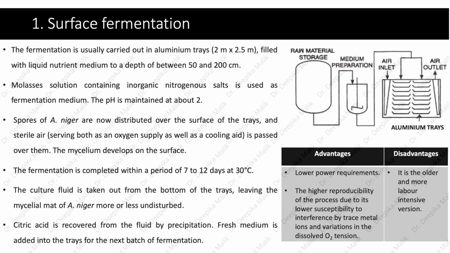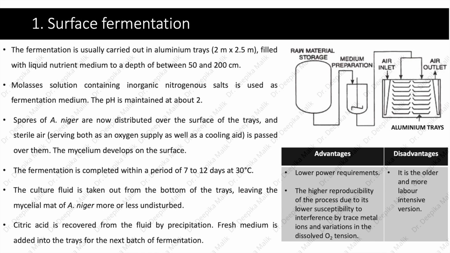Molasses solution containing inorganic nitrogenous salts is used as fermentation medium. The pH is maintained at about 2. Spores of Aspergillus niger are now distributed over the surface of the trays, and sterile air serving both as an oxygen supply as well as a cooling aid is passed over them. The mycelium develops on the surface. The fermentation is completed within a period of 7 to 12 days at 30 degrees Celsius.